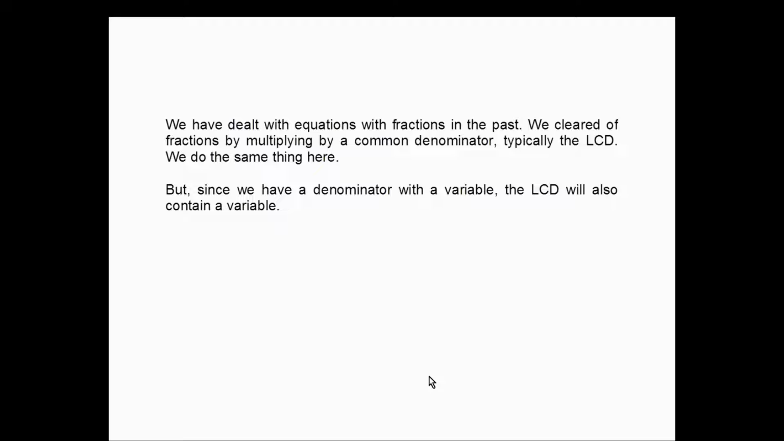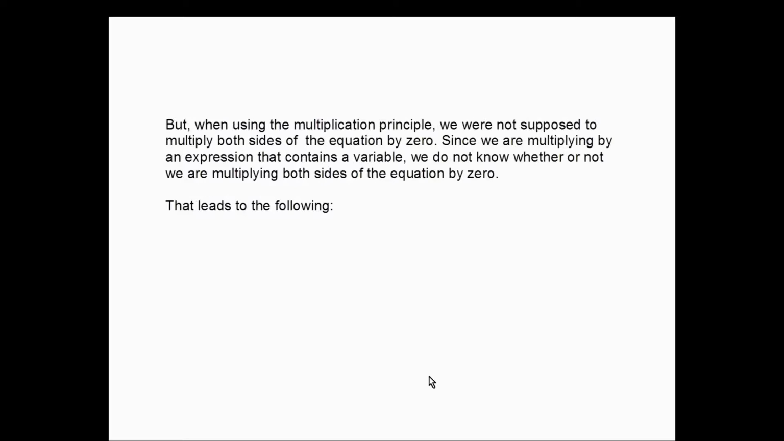But remember, since we have a denominator with a variable, the LCD will also contain a variable. But when using the multiplication principle, we were not supposed to multiply both sides of the equation by 0. Since we're multiplying by an expression that contains a variable, we do not know whether or not we are multiplying both sides of the equation by 0. Because remember, if you knew what the value of the variable was, you could just tell us the solution.